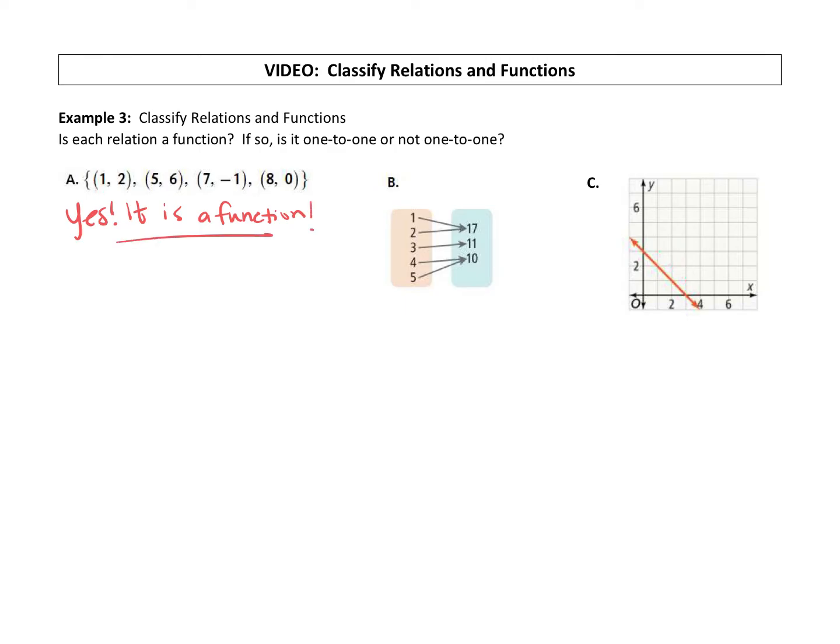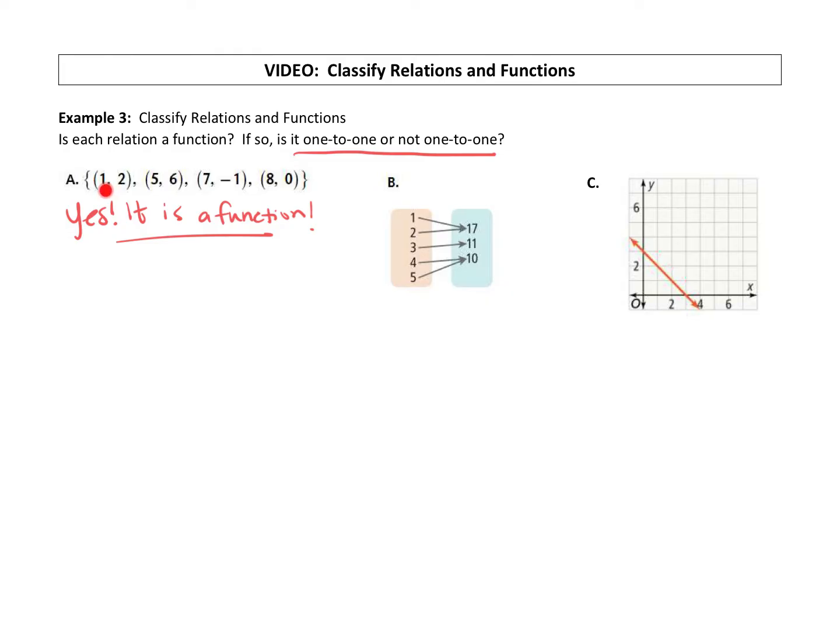So functions can be one-to-one or not one-to-one. This follow-up question, we only ask if we are in fact looking at a function. So a one-to-one function is when no two elements of the domain map to the same element in the range. So I think it can sound confusing when it gets so wordy like that. So here's what we're looking for.